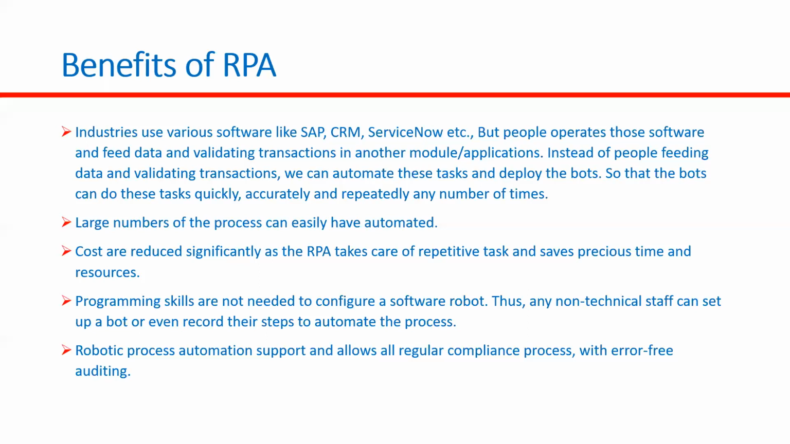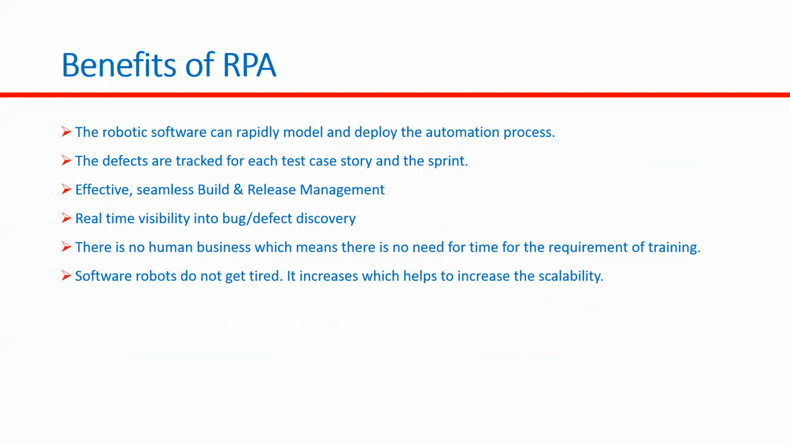Robotic process automation supports and allows all regular compliance processes with error-free auditing. So we can use this RPA automation for auditing purposes also. The robotic software can rapidly model and deploy the automation process. As we discussed, we can develop automation processes very quickly, and we can deploy the bots into production.